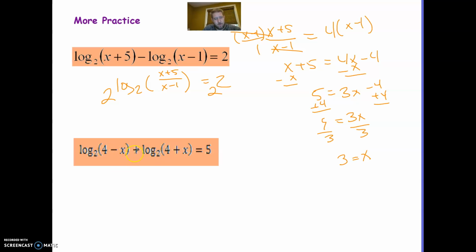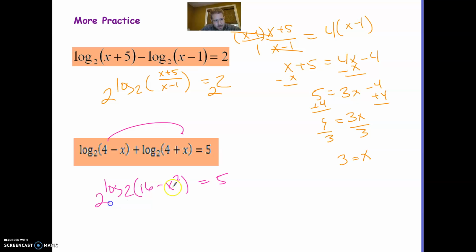Last question. Condense it down and it becomes log base 2 of... It's addition, which means we're multiplying this times this. Now, this is a difference of squares. 4 times 4 is 16. The outers are 4x and the inners are negative 4x, so those cancel. And then negative x times x is negative x squared, equals 5.